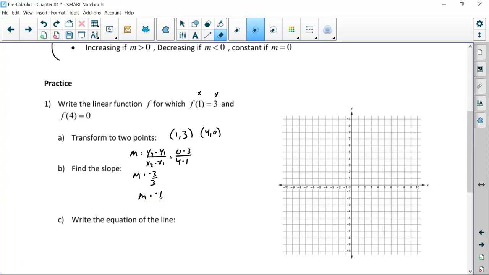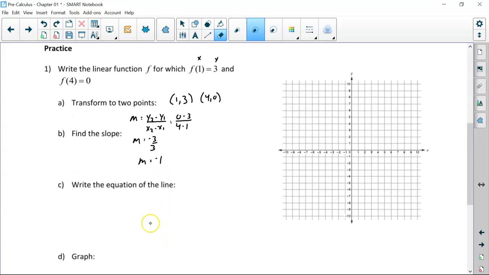All right. And now we can find the equation. Y minus y sub 1 equals m times x minus x sub 1. We can use either 1, 3, or 4, 0. I'm going to use 4, 0 because I feel like it. So it's going to be y minus 0 equals the slope, which is negative 1, times x minus 4. So y minus 0 is y. Distribute the negative 1, you get negative x plus 4. And there is our equation.